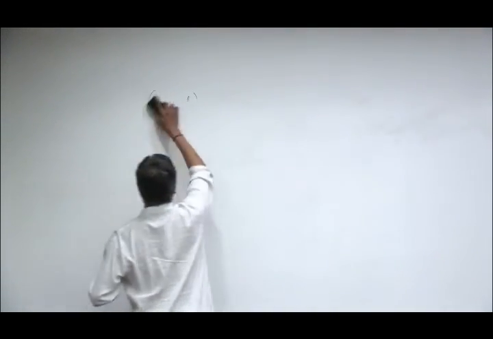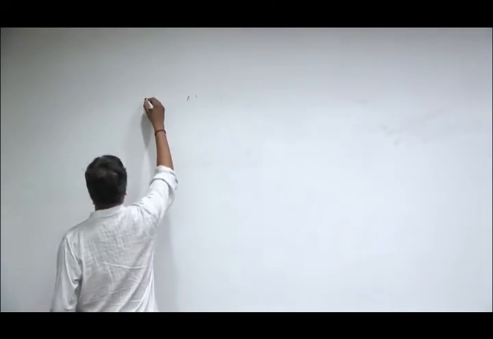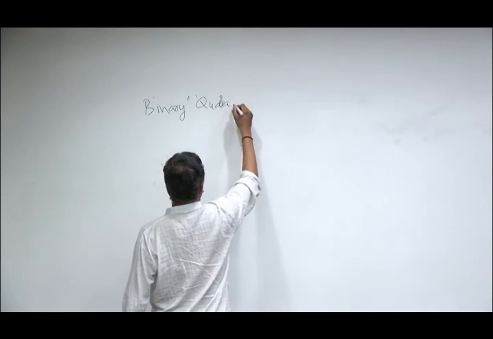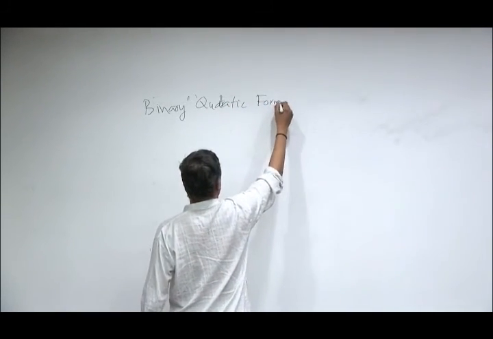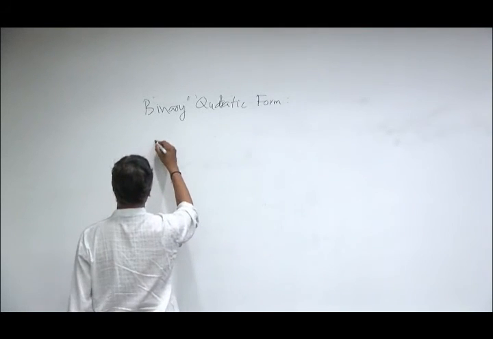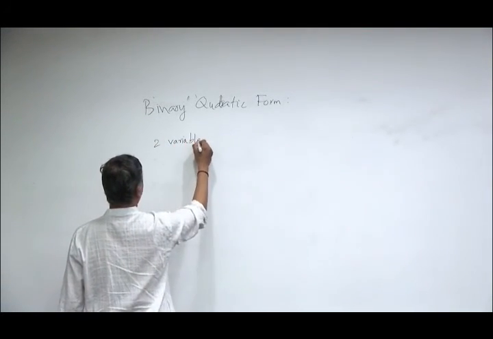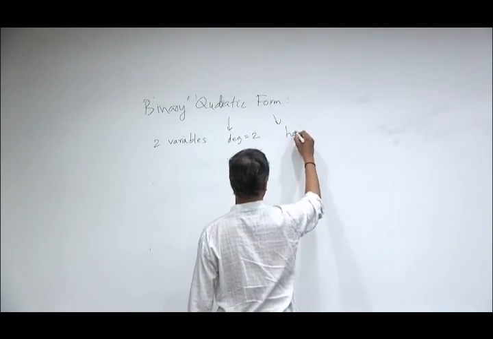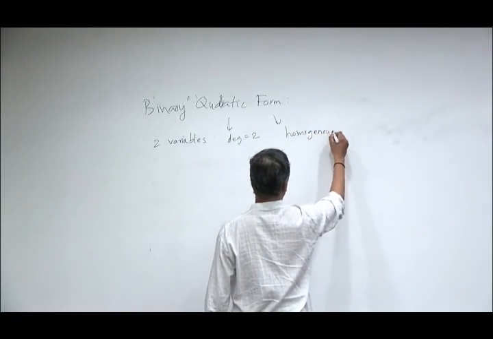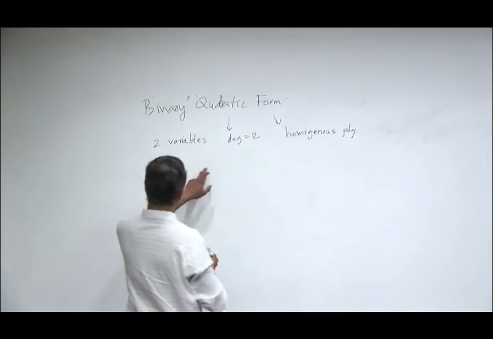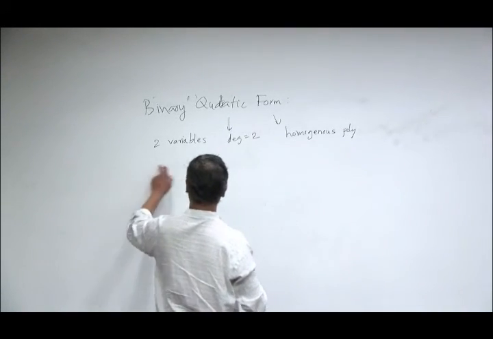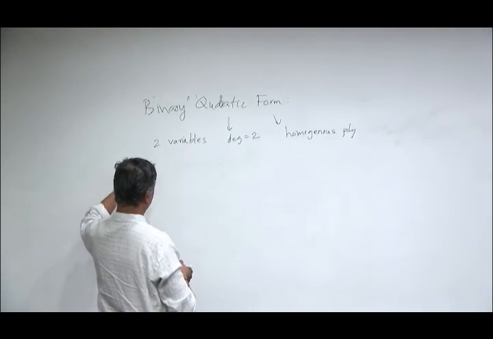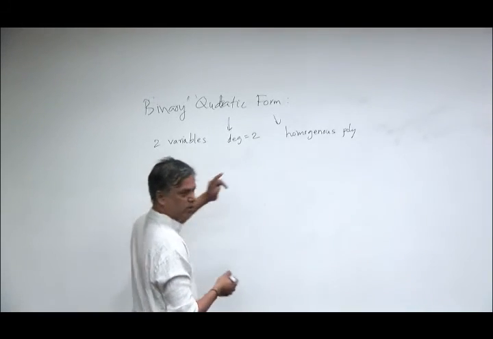So let us define what is a binary quadratic form. So binary means 2 variables. Quadratic means degree 2. And form means it's a homogeneous polynomial. So one could also talk about cubic, binary cubic forms, and Manjul Bhargava's work actually deals with binary cubic forms as well.